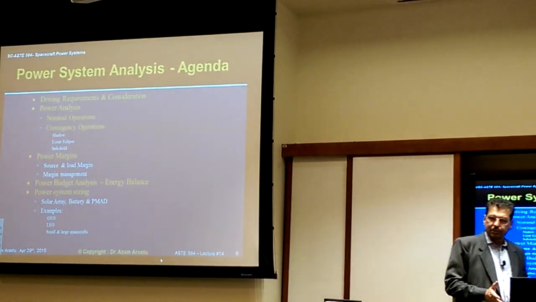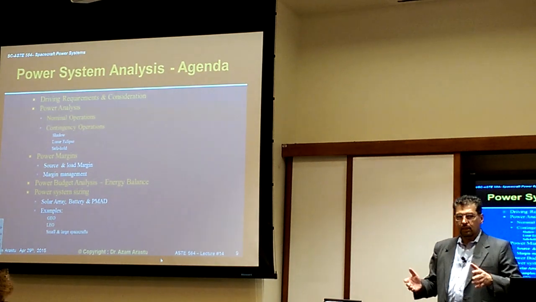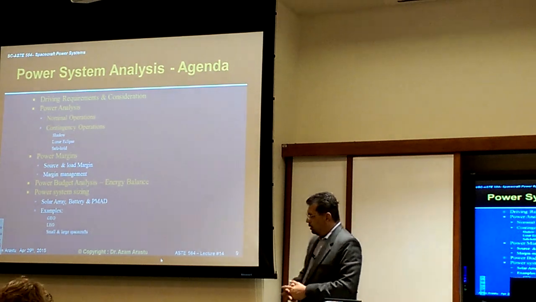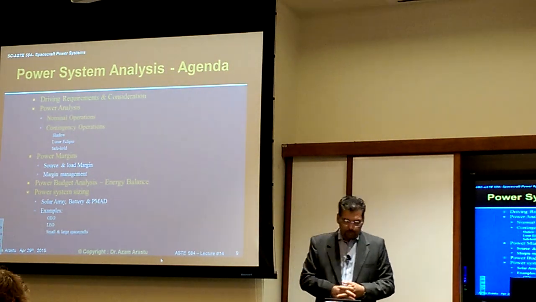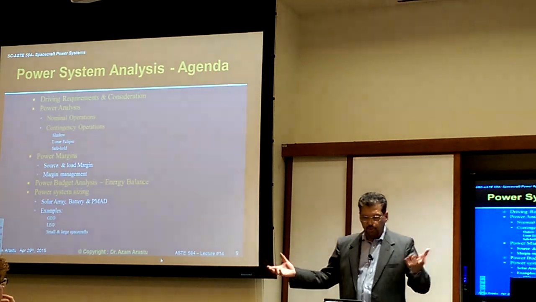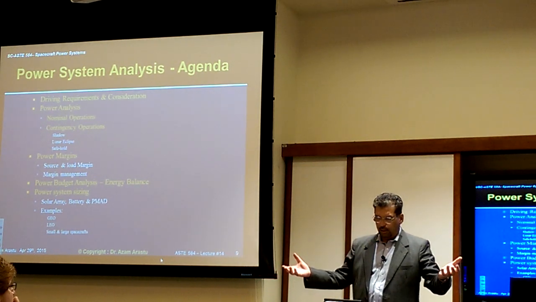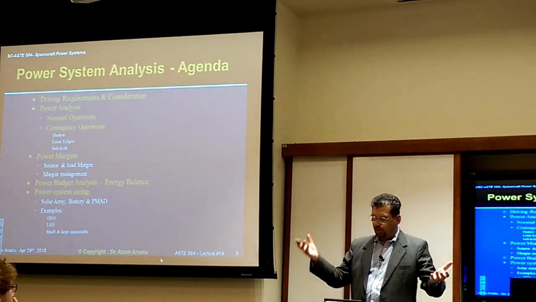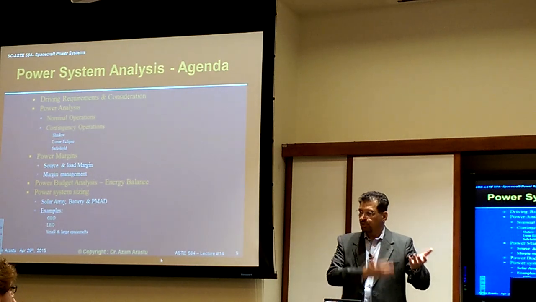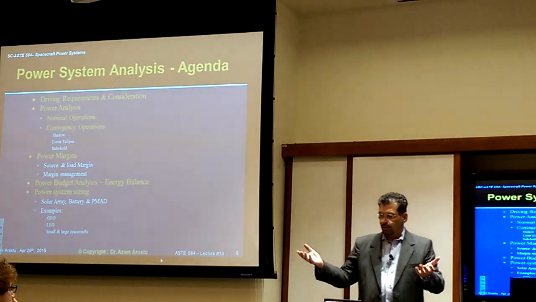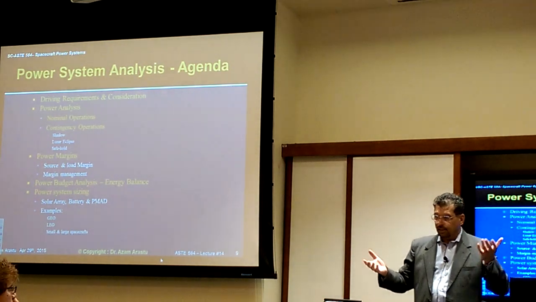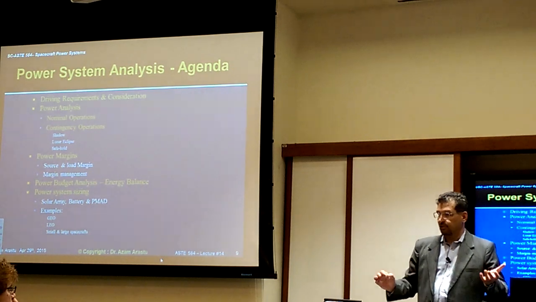And then the power budget analysis really is an energy balance analysis. Unlike many other systems, the problem with a power system is that you have generation and you have a load. At all times, your generation must match the load. But the load is never constant, the load is changing. So how do I match the generation to be exactly the same as the load at all times, instantaneously?